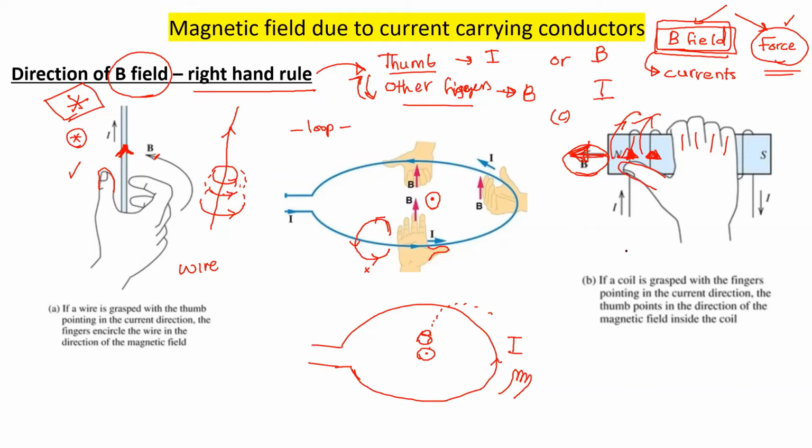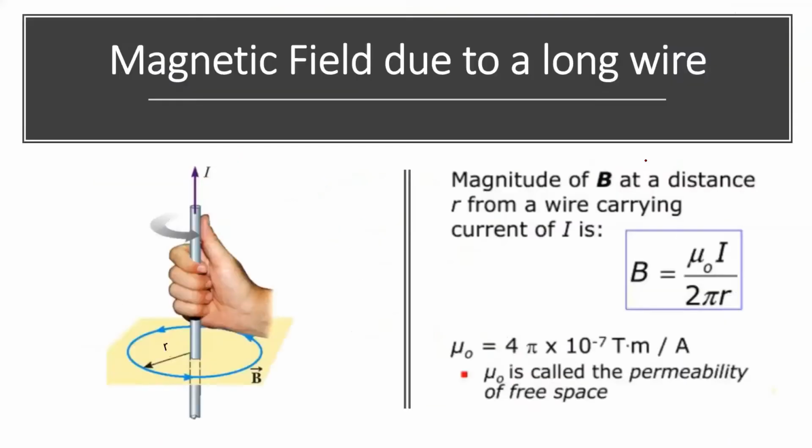So this is, I think, the first lecture that you did in B fields. They talked about this right hand rule. So this is the easy right hand rule. Okay, so this is about the direction. Now let's actually go and see the equations.